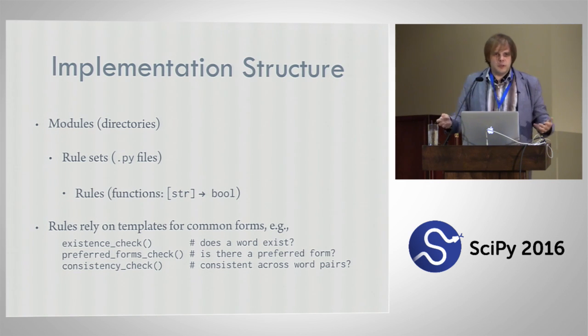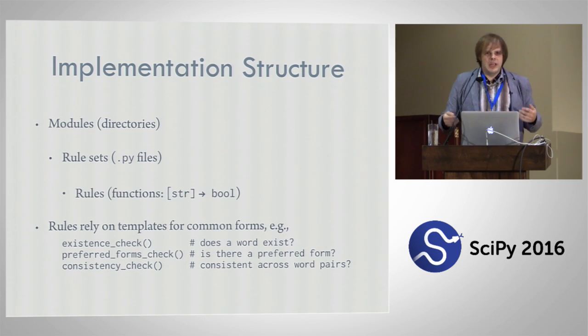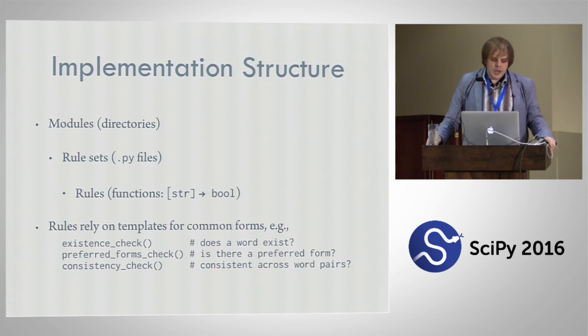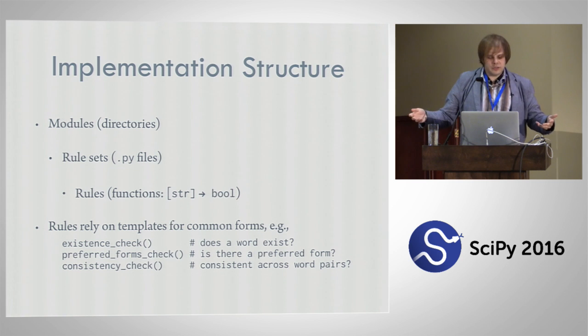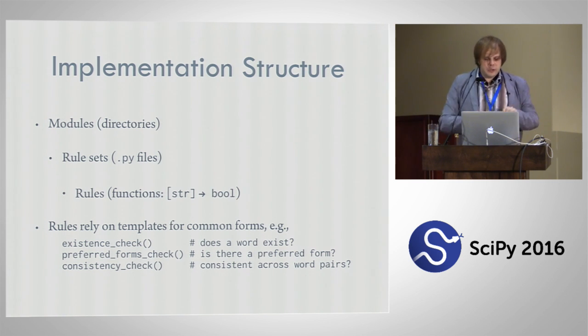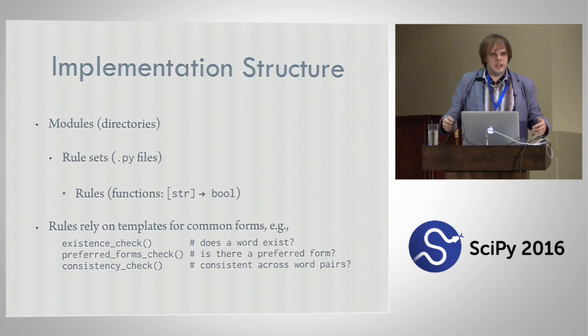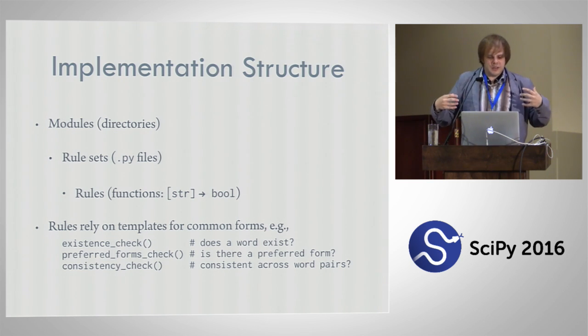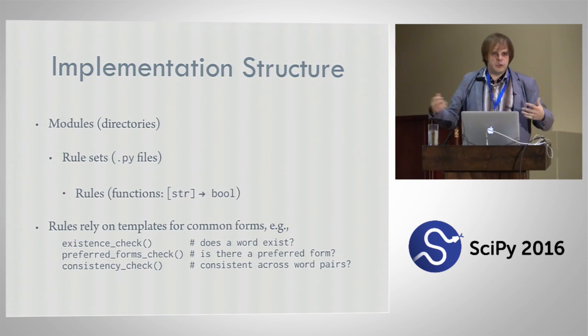In order to make all of this efficient, you could imagine that that would get very costly, so we have caching in place for results as we're going along. If you wanted to program a rule, we have some nice helper templates, so you don't have to worry about the underpinnings of the function, and we can try to make it efficient for you. You just have to know: is this a check about whether a word exists? Is it a check about whether there is a preferred form for this word? Or are you being consistent across word pairs?